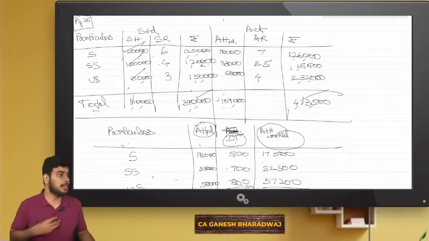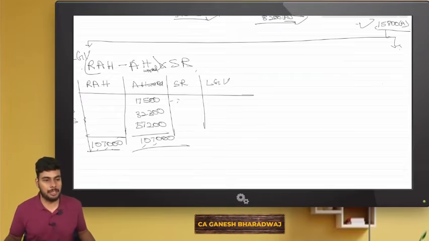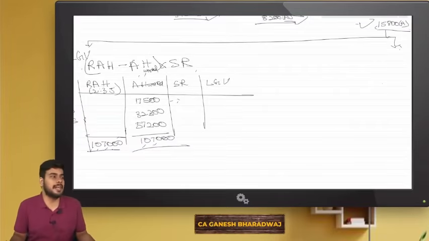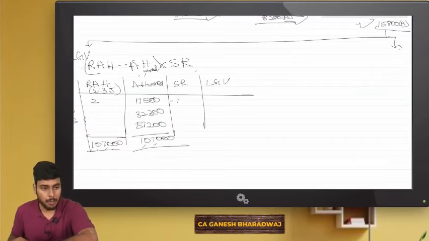2:3:5 only, correct or not? So split this in the ratio of 2:3:5. So how will you do this? 1,07,000 divided by 10, into 2 is equal to, write down; 3 is equal to, write down; 5 is equal to, write down. How much, guys? 21,400, 32,100, then 53,500. Correct? You are getting it, guys?